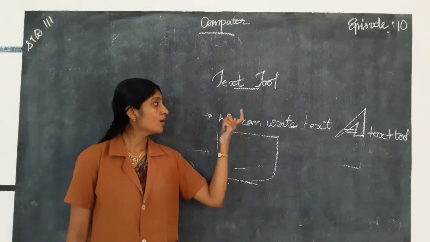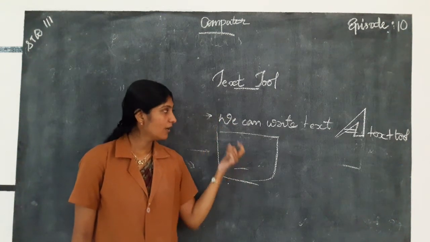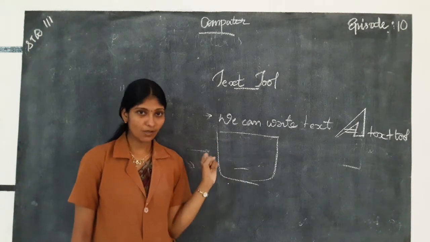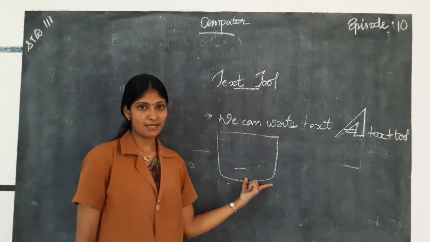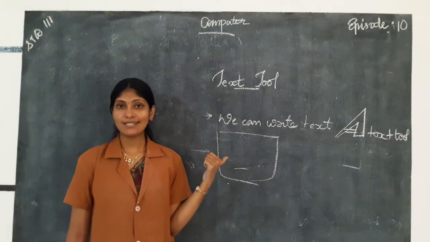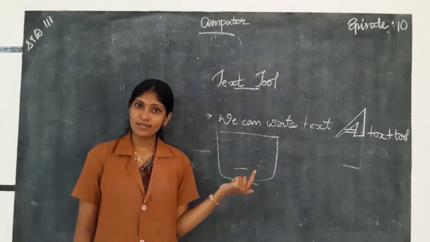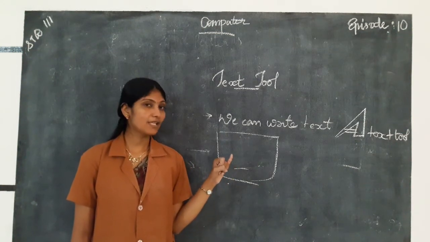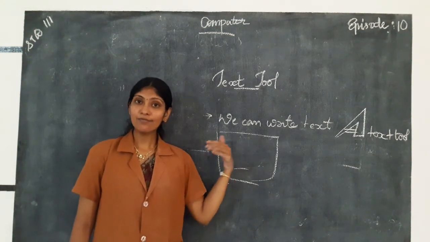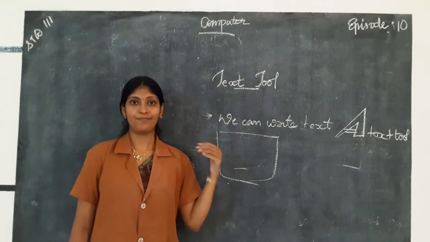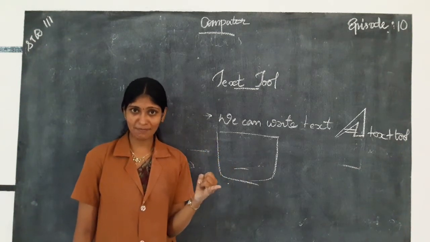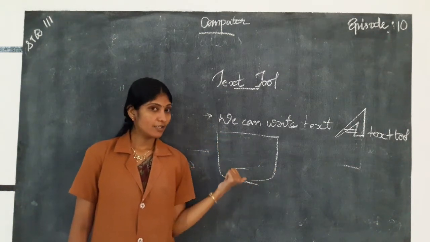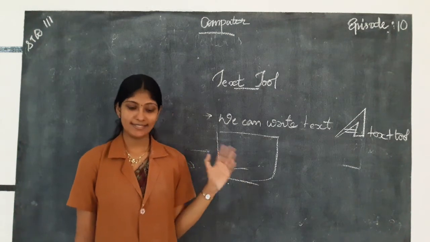So how to select a text tool? First go to the text tool and then click on it. Then a selection box appears. There you can write the text. Also you can change the font type from there. Font type means you can change the format or type of that text using the font type paragraph button. Then you can change the font size. Then you can change the font color, etc.